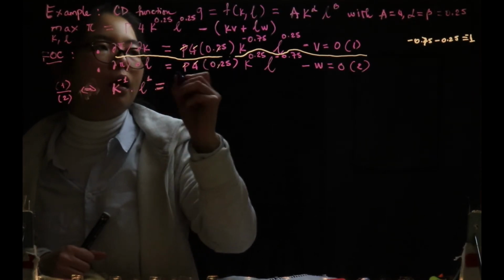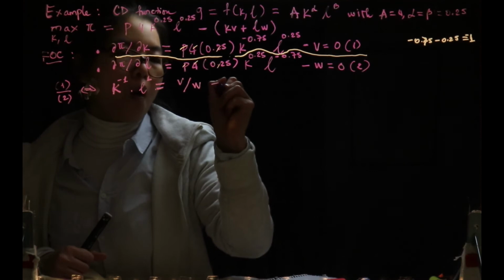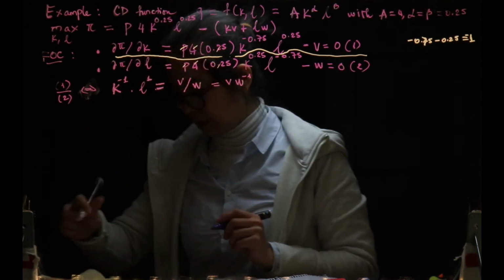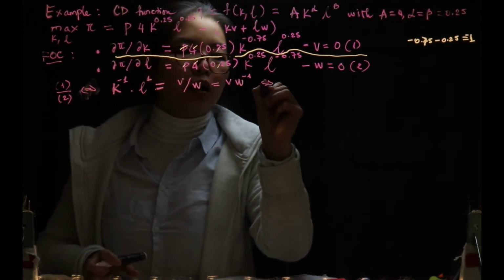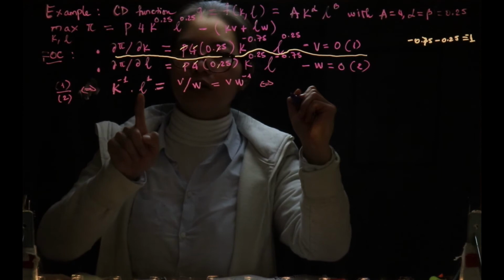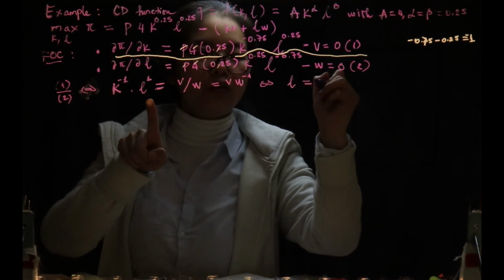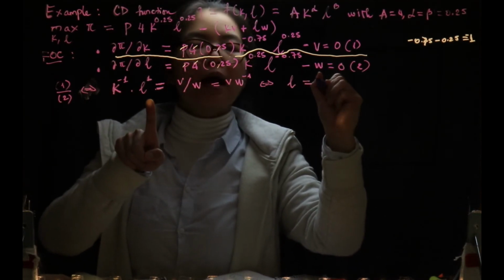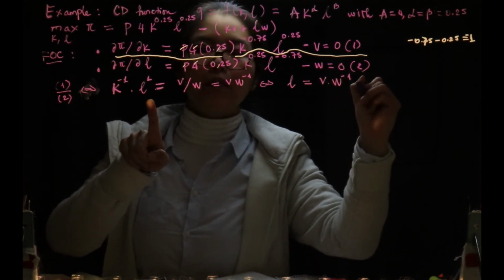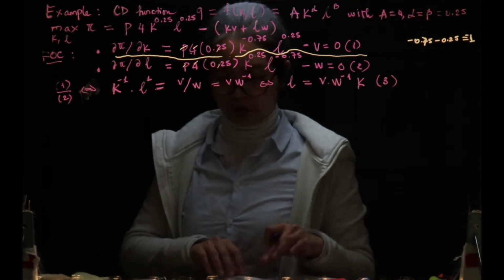equal V over W, or equal V times W minus 1, right? And you could already here cross multiply K to the other side also to have L alone on one side, right? So equivalent to L equals V times W to the power of minus 1 times K. And this, let's call it equation 3. Yeah?